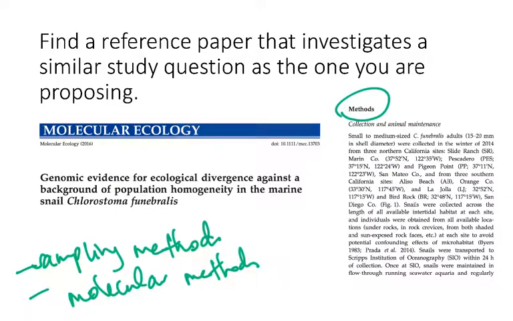So for instance, if you were interested in looking at genomic evidence for local adaptation, you could use this paper for an example of the molecular methods. But say you were proposing to do this in some large mammal like mountain lions or bears or something. This paper wouldn't be informative in terms of collection and animal maintenance. This paper talks about how to maintain and collect snails. That's not applicable. So you could use this paper for a molecular methods reference, and then you could find another paper that describes for your particular study organism how you might go about sampling from that individual to get that molecular sample that you need.